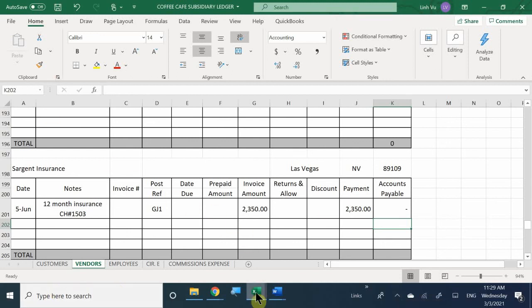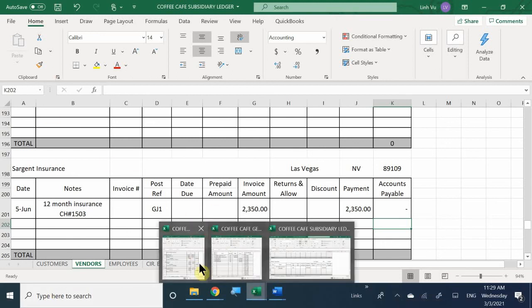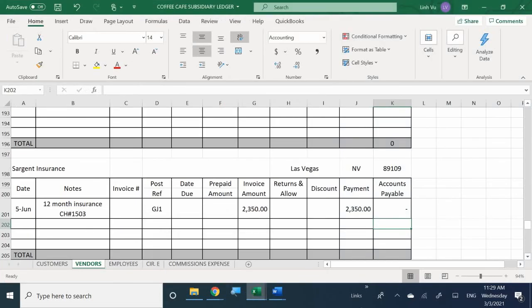Okay? So as you can see, we progressed from using 1 sheet to 2 sheets to now 3 sheets. Next time around, we're going to be utilizing our inventory sheet. So therefore, we're going to be dealing with 4 sheets.